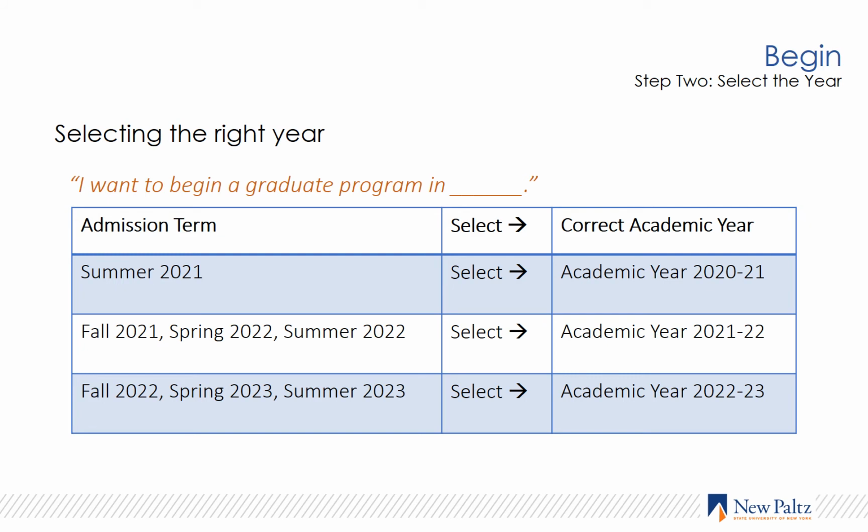Our online application follows our academic year, which always begins with the fall semester. So to determine which year to select, ask yourself when you want to begin your program. Remember, not all programs admit for fall, spring, and summer terms. So using the earlier example of the MA in English program, this program admits in the fall and spring terms.